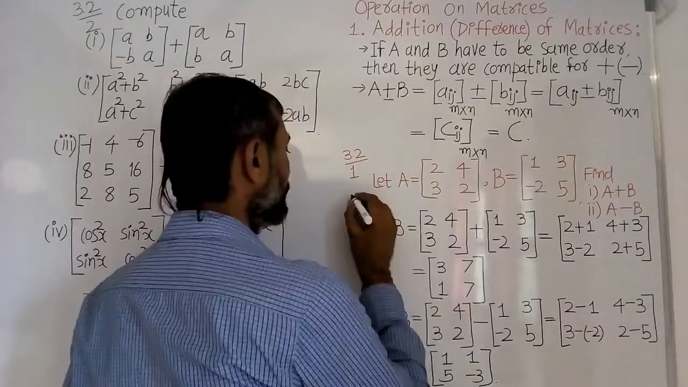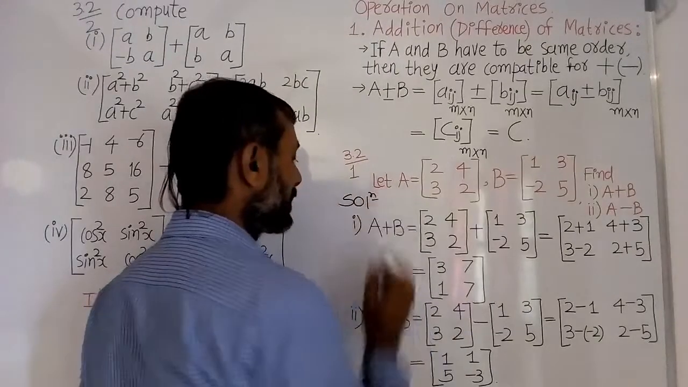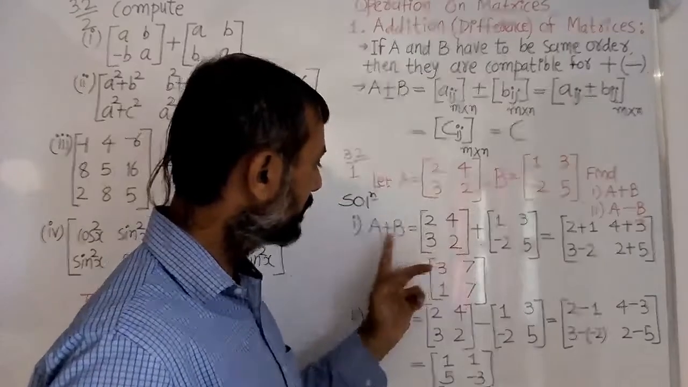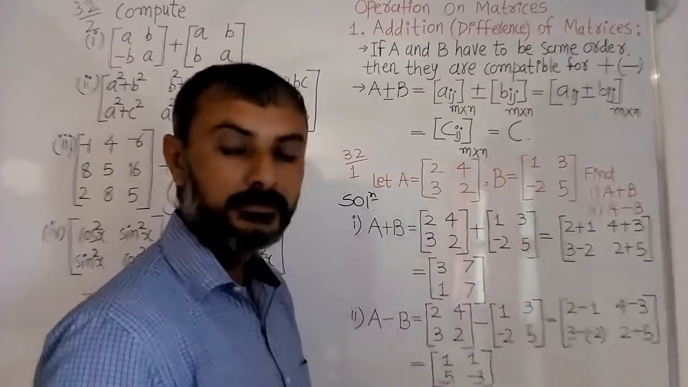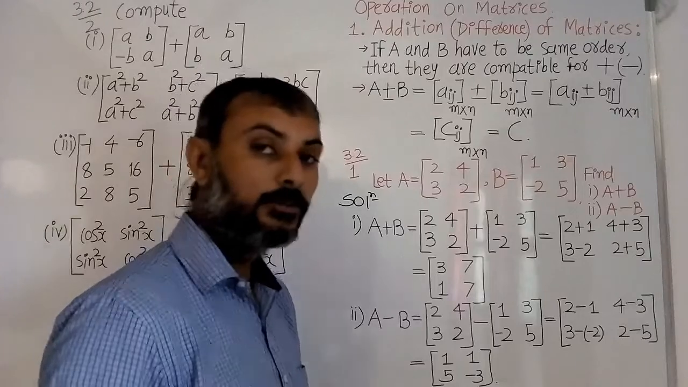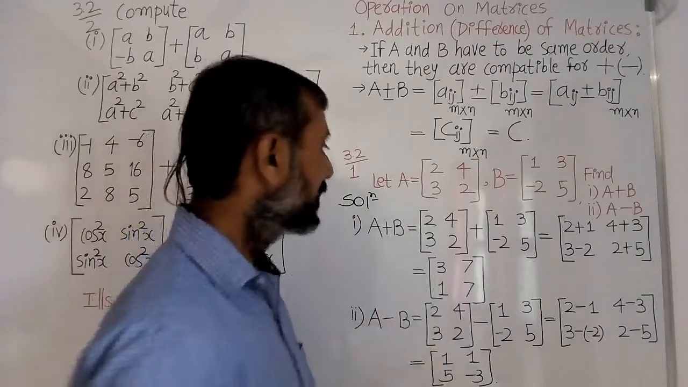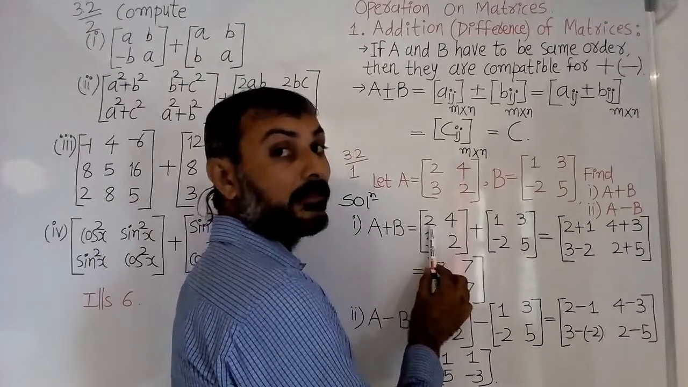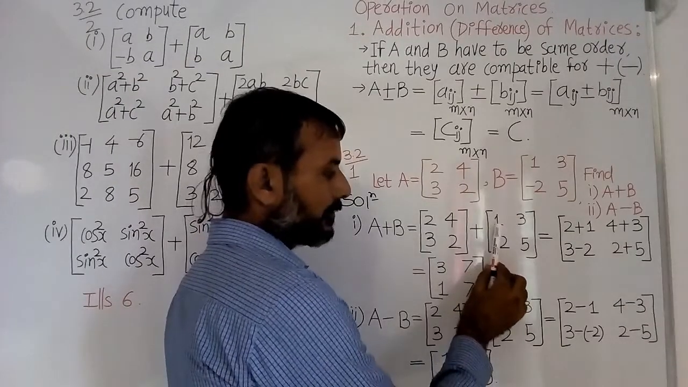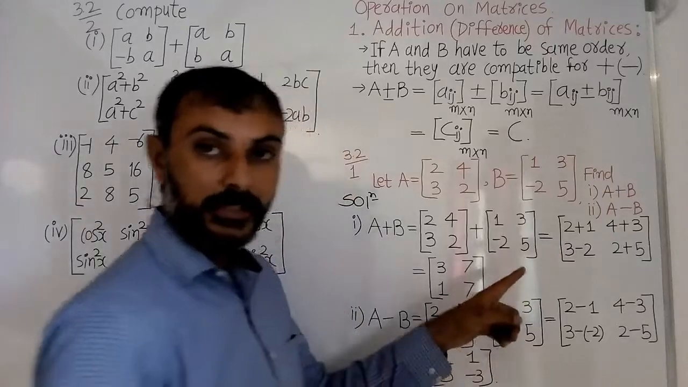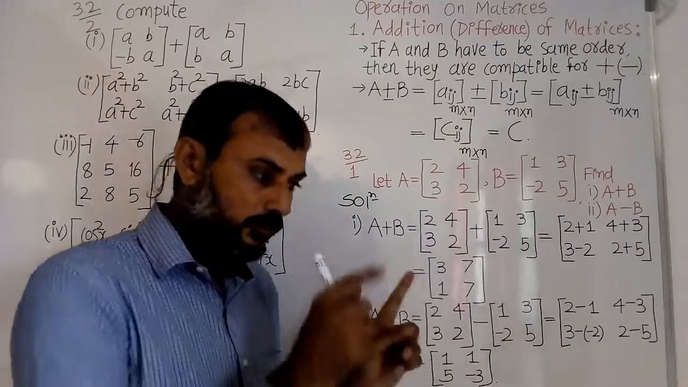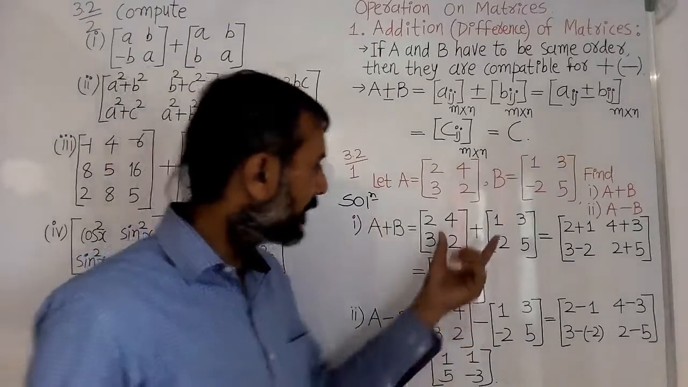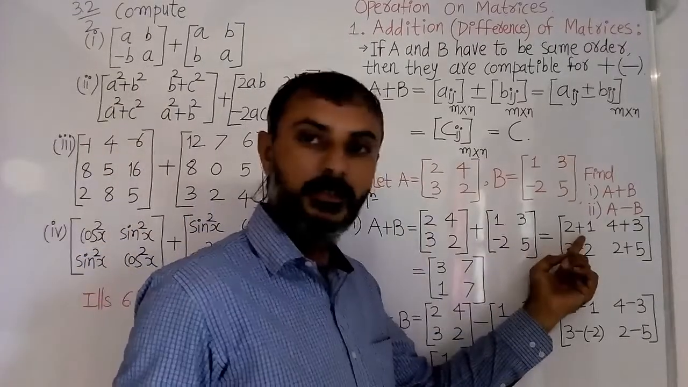So let me write the solution here. A plus B equals matrix A plus matrix B. Now how to find the addition? Simple. Corresponding elements. What is the position of this element? 1 1. What is the position of this element in the other matrix? Also 1 1. So 1 1 and 1 1 are corresponding elements, so we add them, 2 plus 1.